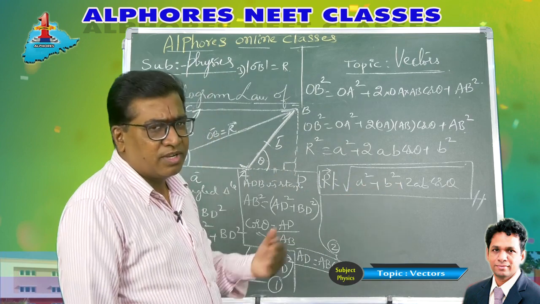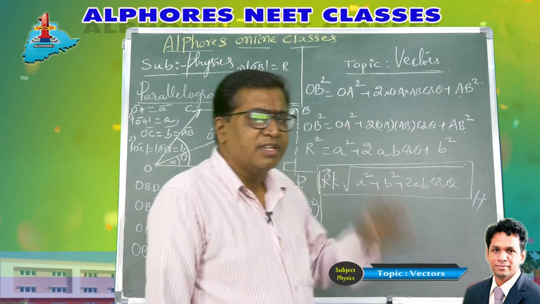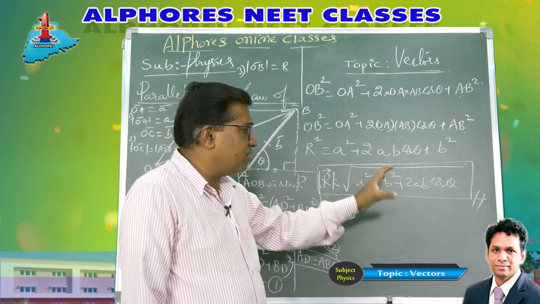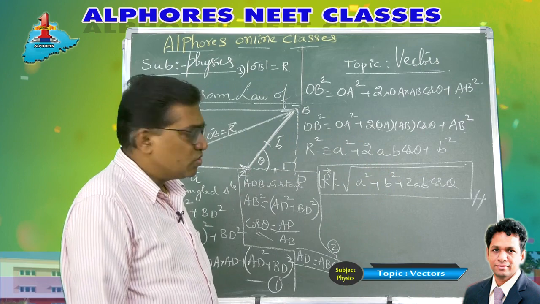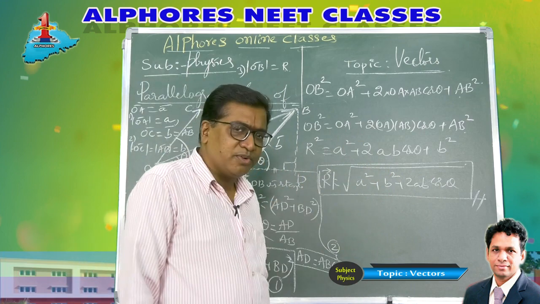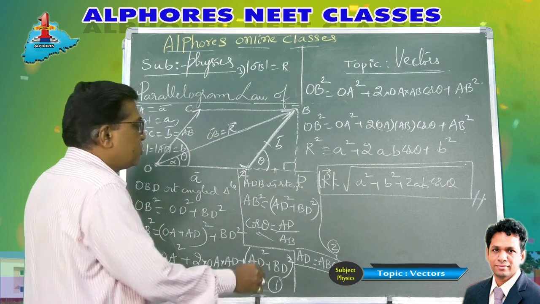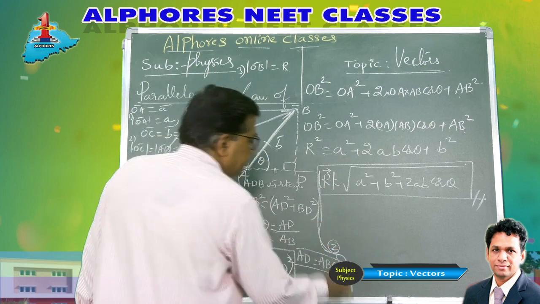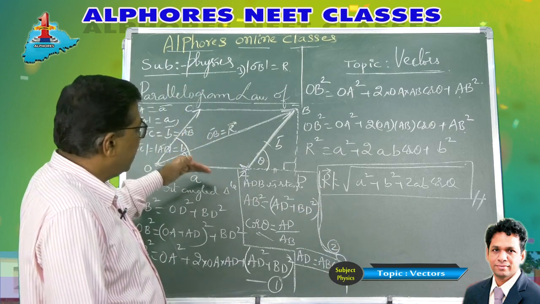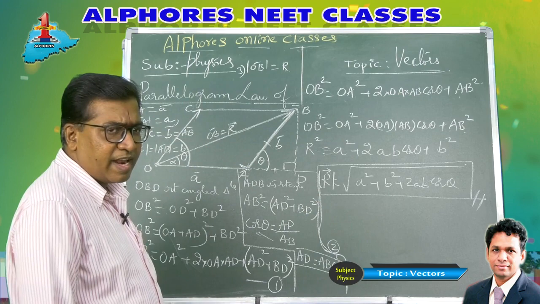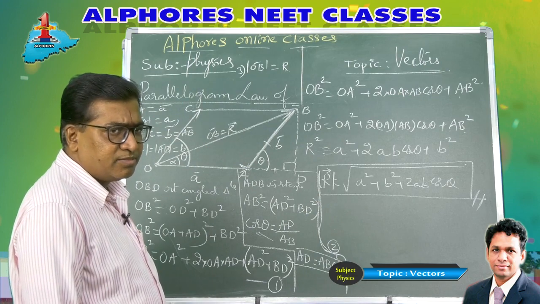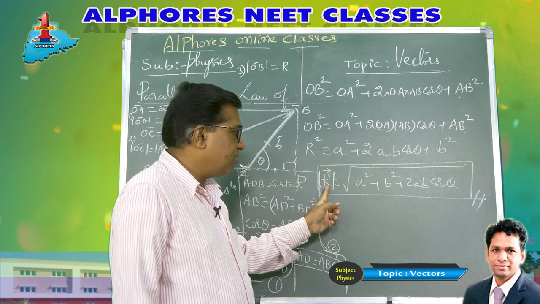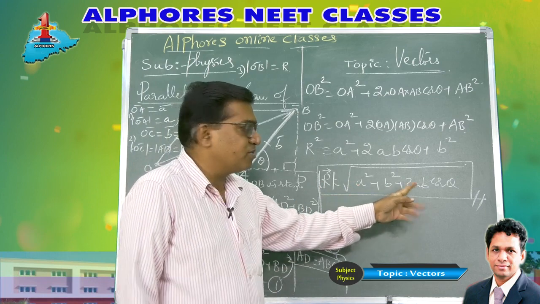So you need not draw the diagram, just directly substitute the values, do some arithmetic, and get the answer. So the analytical way of finding the magnitude of the resultant of two vectors is like this. If two vectors A bar and B bar are acting at an angle theta at a co-initial point, then the magnitude of the resultant is root of A square plus B square plus 2AB cos theta.